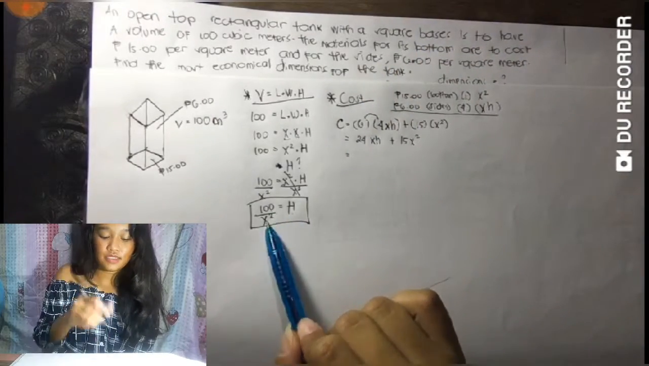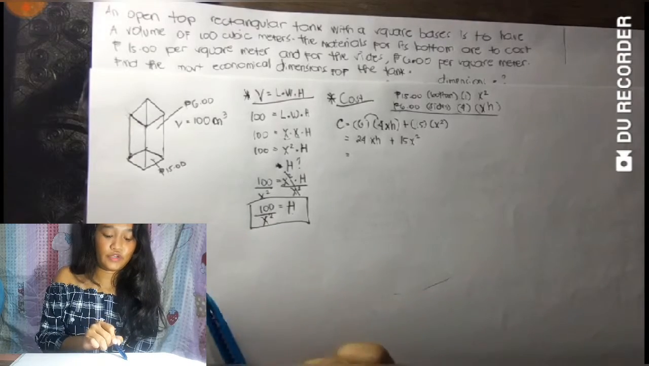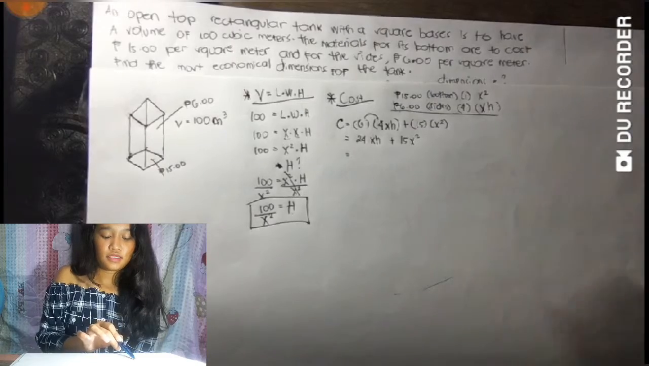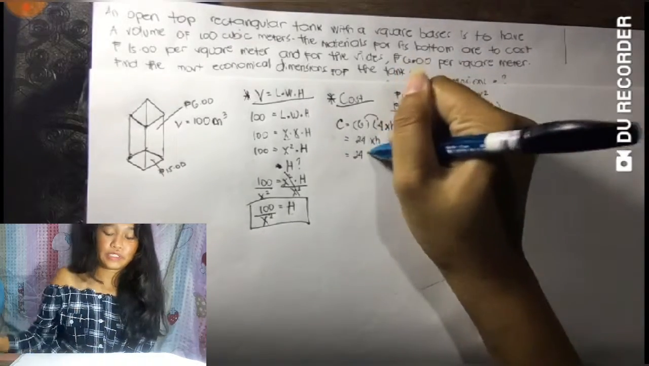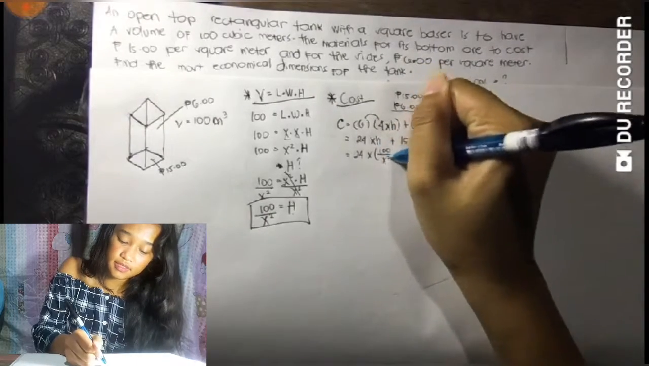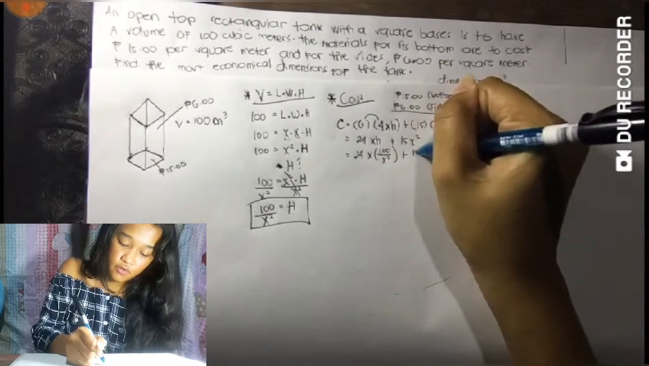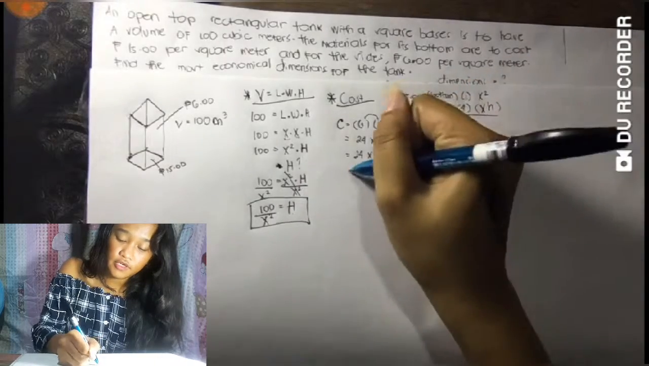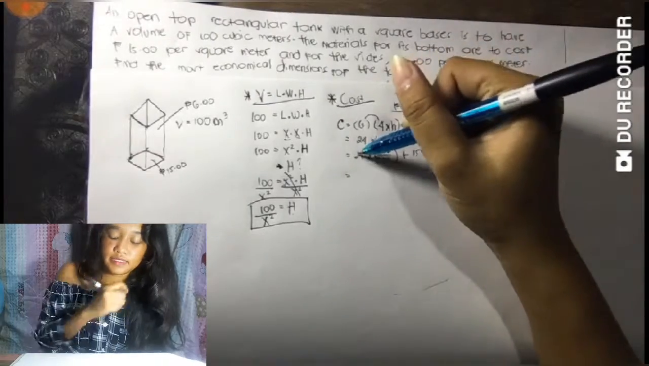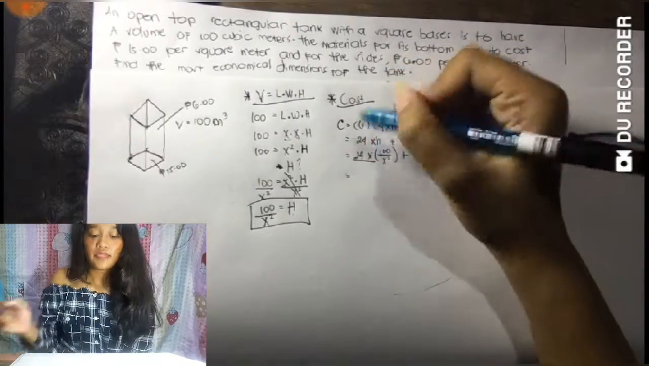15x squared. Next one, since we already have the value of height here, in terms of x, this is 100 all over x squared. So just substitute this one. It's going to be 24x, then the h, which is equal to 100 all over x squared, plus 15x squared. And multiply this one. How to multiply?